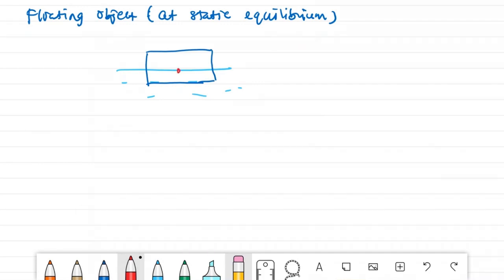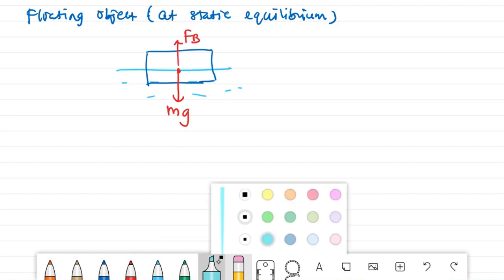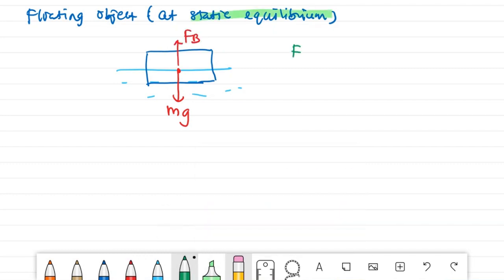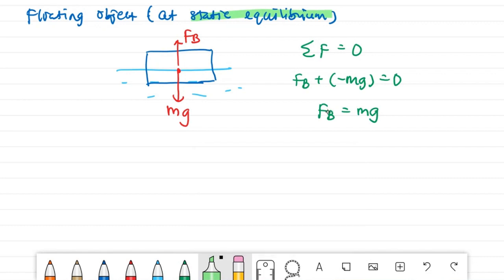Okay, and I draw the free body diagram. So mg is always directed downward. Fb is the upward force acting on the object. So at static equilibrium, the buoyant force is always equal to the weight of the object, because at static equilibrium, summation of F is equal to 0. So Fb plus negative mg is equal to 0. Therefore, Fb is equal to mg. Okay, so for static equilibrium, a floating object, Fb is always equal to mg.